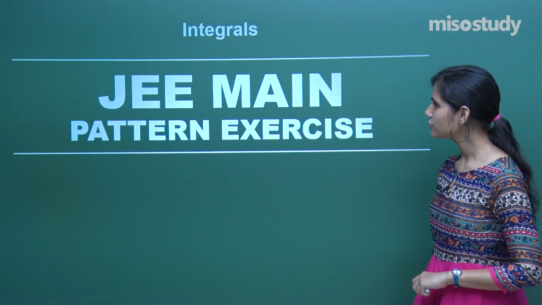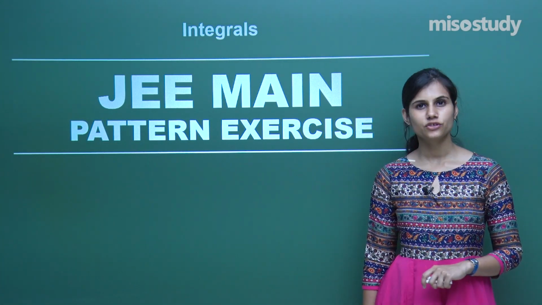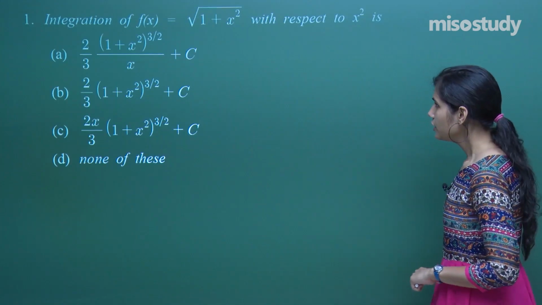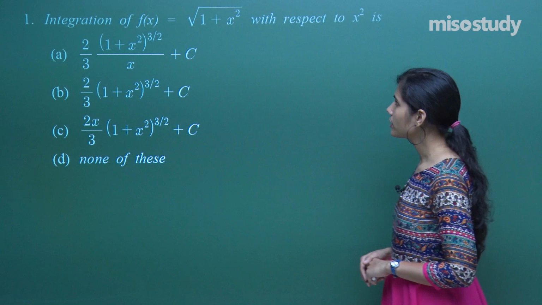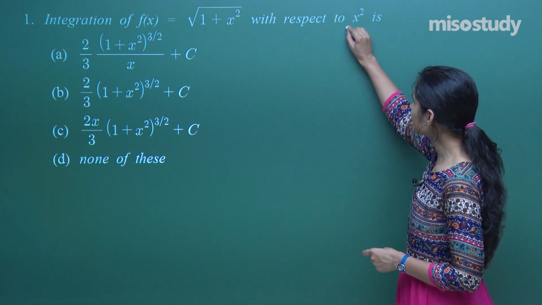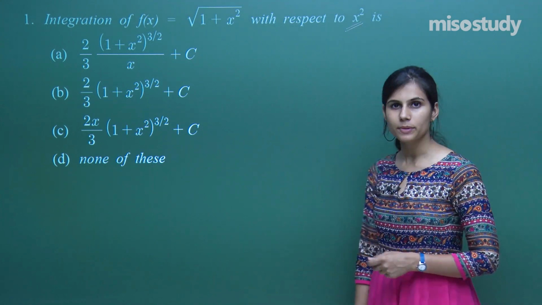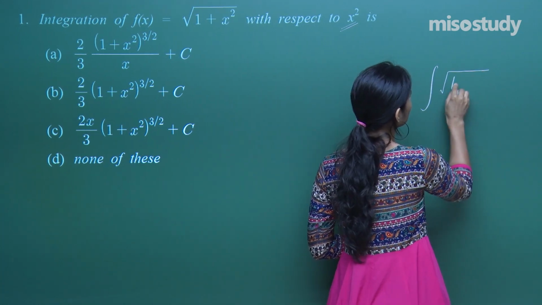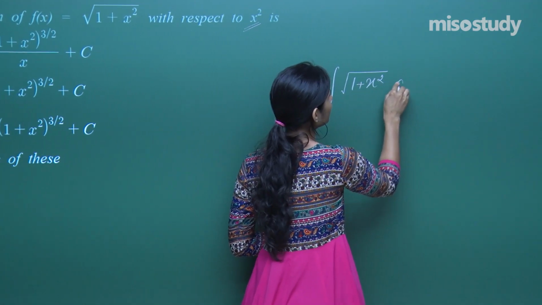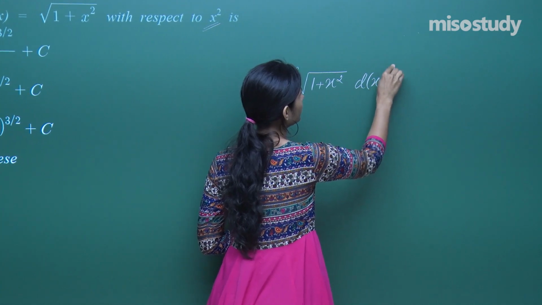Okay guys, let's discuss the JEE Main pattern exercises for the chapter Integrals. The first question says: integration of f(x), which is given as under root 1 plus x square, with respect to not x, but this time x square. So the question is basically asking you to integrate under root 1 plus x square, but with respect to x square itself.